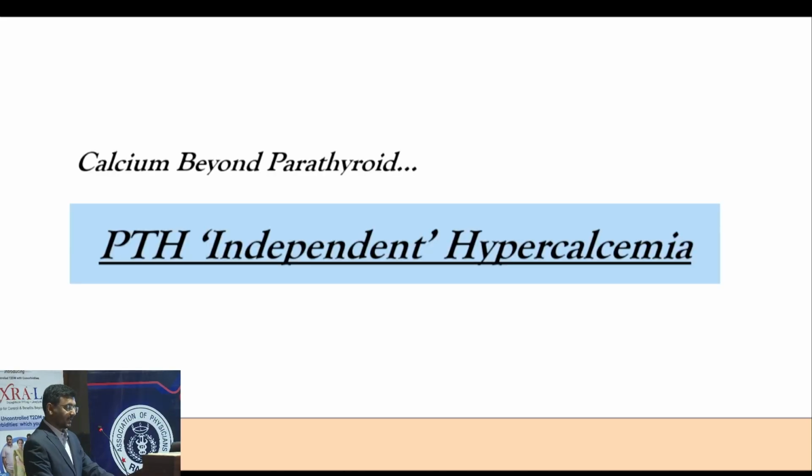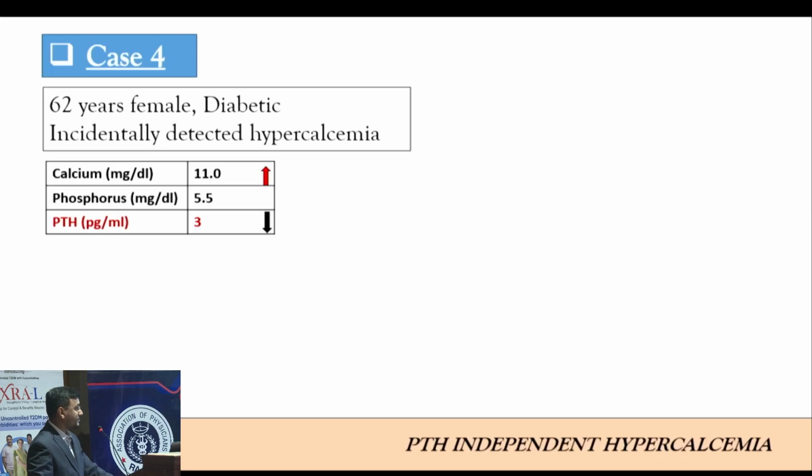Now, after parathyroid-related calcium, beyond the parathyroid, that is PTH-independent hypercalcemia. Here, a 62-year-old diabetic lady, without any symptoms, was incidentally found to have hypercalcemia. Calcium was 11, phosphorus was 5.5, and PTH was 3. It was checked twice; PTH was low. So it is a PTH-independent hypercalcemia.